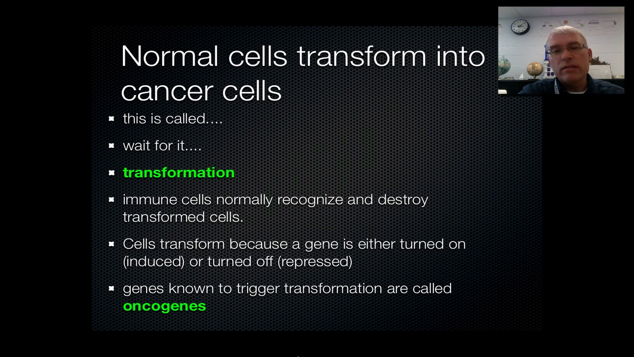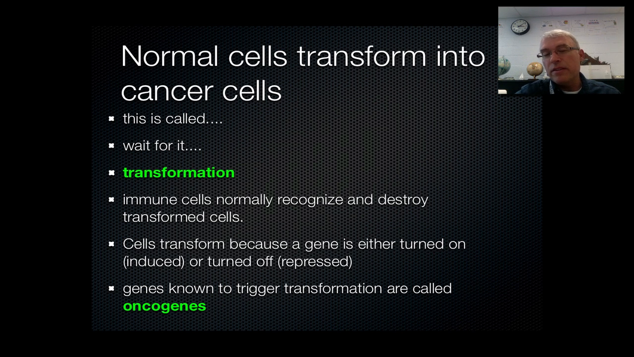Now, normal cells can convert into cancerous cells in a process called transformation. Immune cells normally recognize cells that have transformed and destroy them, or send them a signal to die. And cells transform because they've either had a gene turned on or induced, or another gene turned off or repressed.